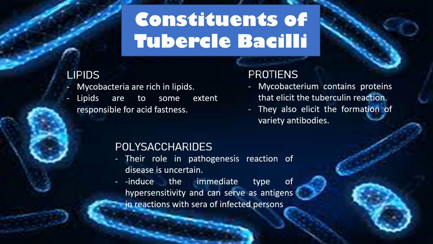The first one is lipids. Mycobacteria are rich in lipids. Lipids are to some extent responsible for acid fastness. Then proteins. Mycobacterium contains proteins that elicit the tuberculin reaction. They also elicit the formation of a variety of antibodies. And then polysaccharides. Their role in the pathogenesis of disease is uncertain. They induce the immediate type of hypersensitivity and can serve as antigens in reactions with sera of infected persons.